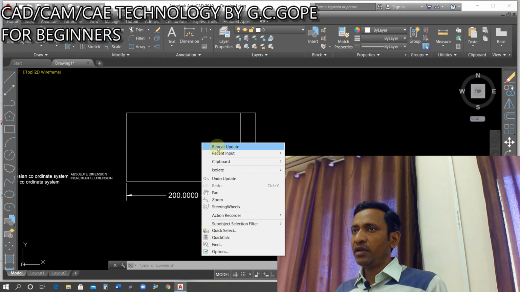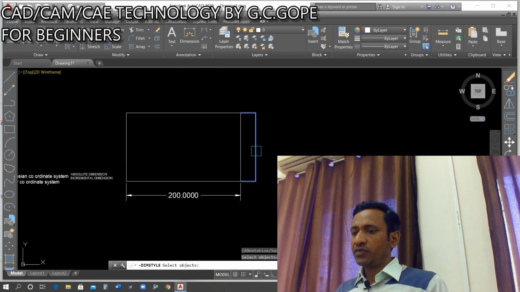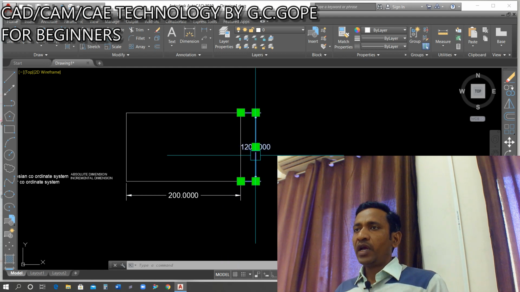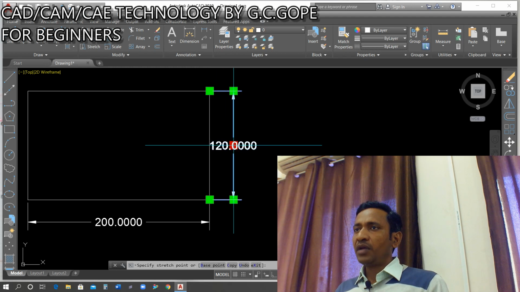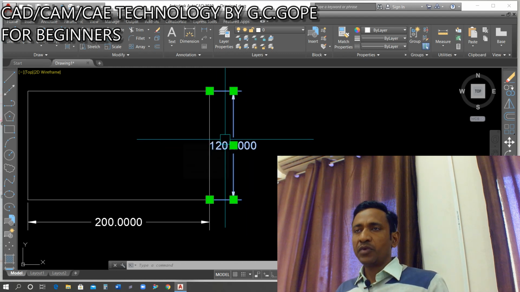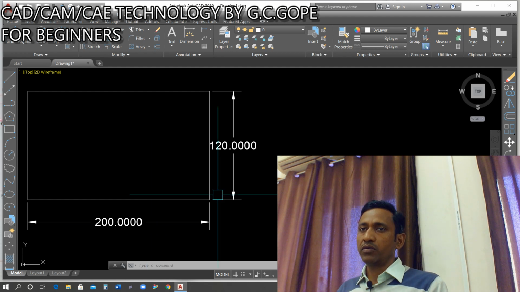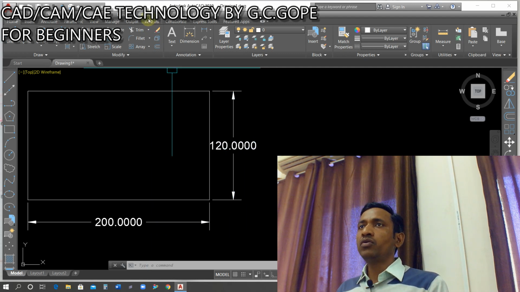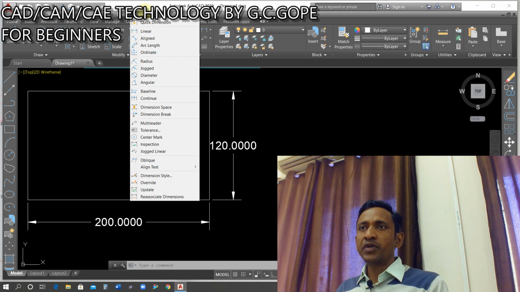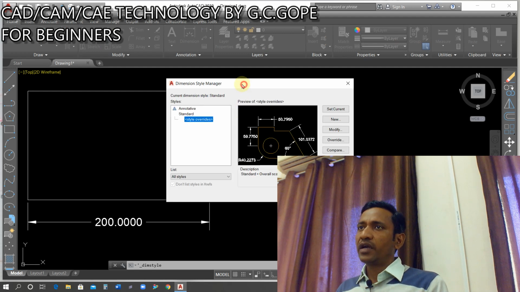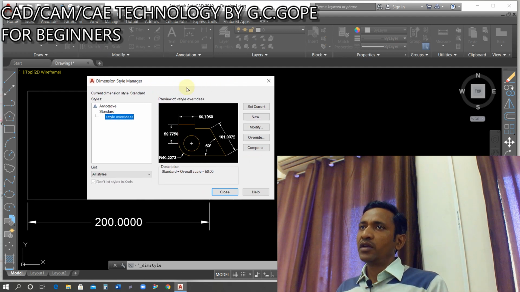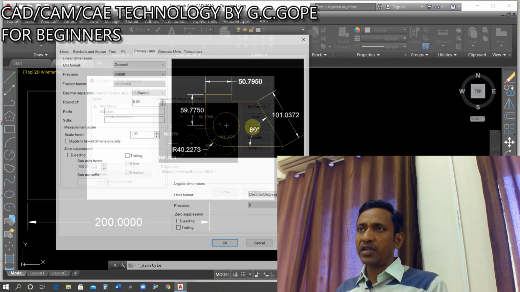Right click and then repeat update. Select this one, enter. You see, one thing we have to know: at the starting when we were setting the drawing unit, we had taken only 2 decimal points, but by default we have 4 decimal points. How will we sort it out? For this we need to select the pull down menu, dimension. There is an option dimension scale, dimension style. Now under this dimension style manager, we just click on modify.